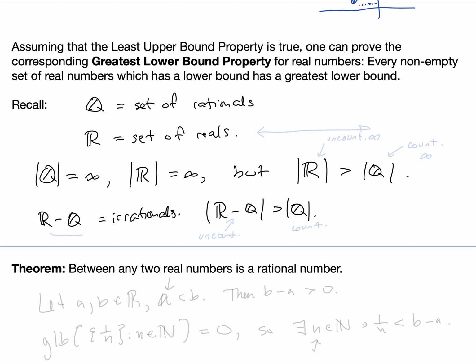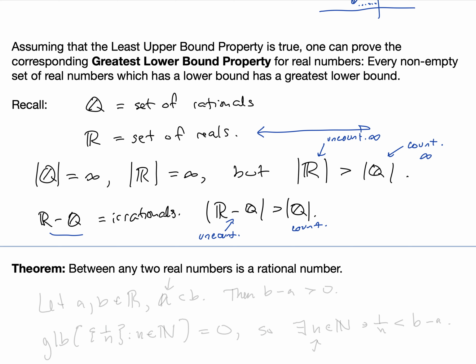Just to do some notation, remember Q is the set of rational numbers, fractions. R is the set of reals, everything on the real number line. We know that both Q and R are infinite sets. But we proved in proof 2 that the cardinality of R is greater than the cardinality of Q. So R is what we would call uncountably infinite, and Q is countably infinite. This is also in our book if you want a refresher. And so that means that the set of irrational numbers, R minus Q, also has a greater cardinality than Q. So this is uncountably infinite, and Q is countably infinite.